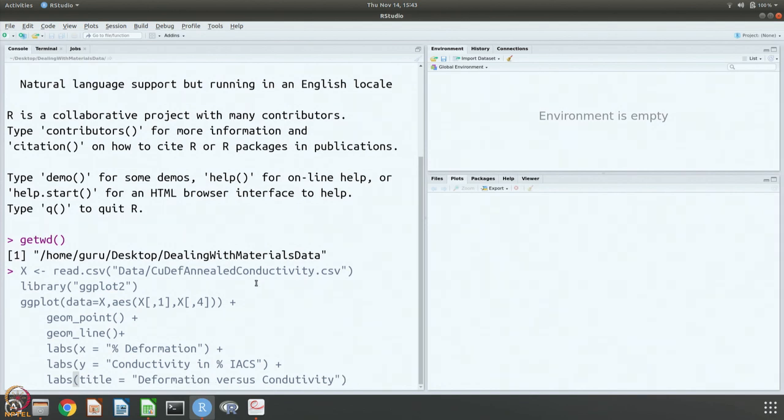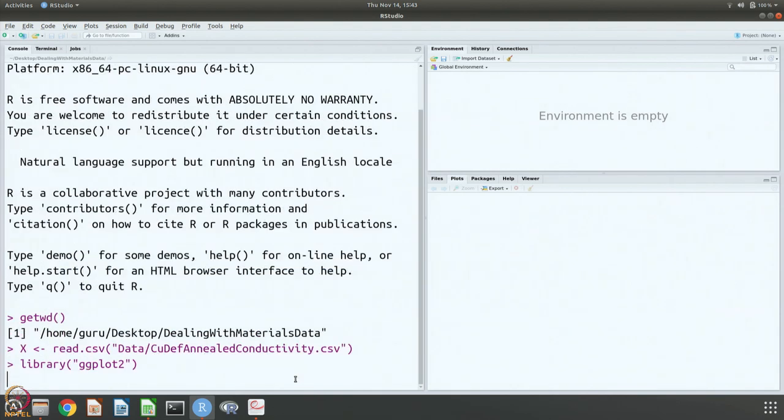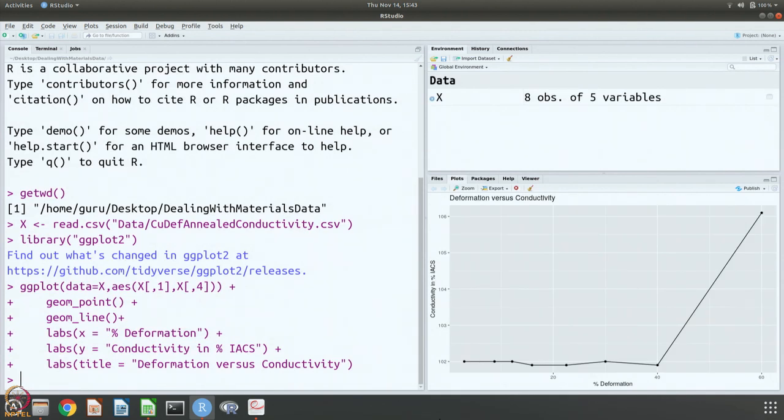So this is for annealed sample. So, it is percentage deformation, and after annealing what is the mean value, and we are going to put points. And typically you will see that students also join the data points with a line. So, I have also added a line, and then x axis is percentage deformation, y axis is conductivity in percentage ICS, and it is titled deformation versus conductivity. Let us do this. So, if you see, then you get a plot like this.